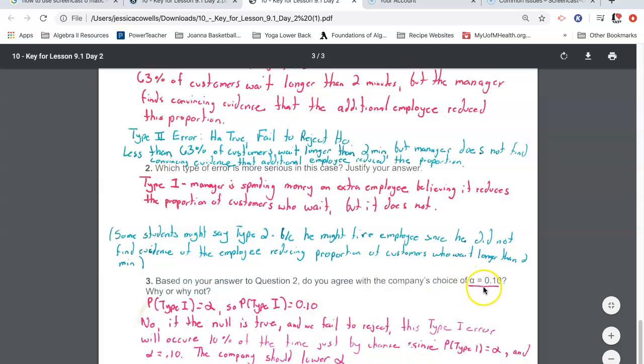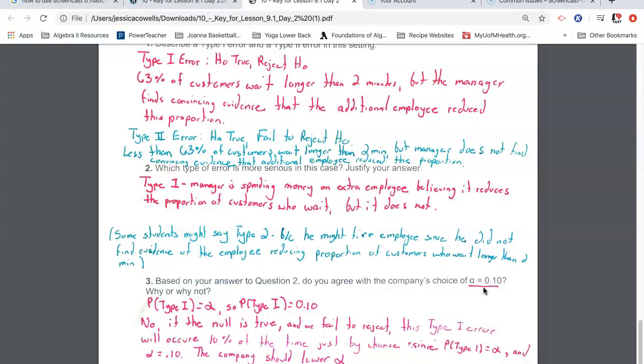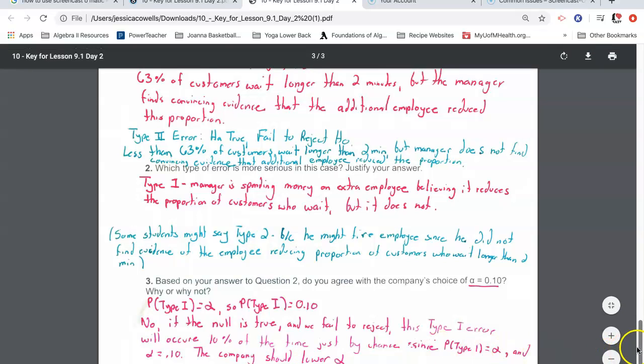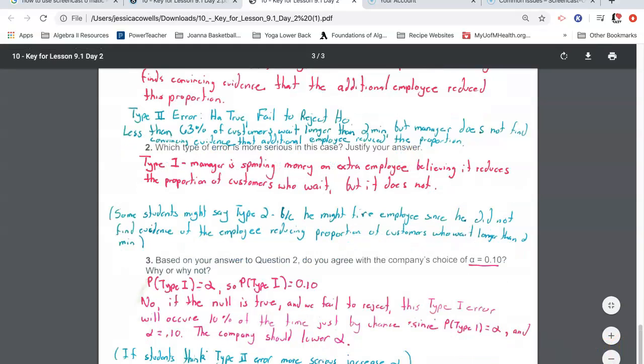So would I want to keep the significance level at 10% in case of a type 1 error? No, I would rather not. I'd actually like to lower the percentage of making that type 1 error. So if the null is true and we reject it, this is a type 1 error, which will occur 10% of the time just by chance. So the company should lower the significance level. If they lower it to 5%, type 1 error would only occur 5% of the time. If you said type 2 error is more serious, then you would want to increase your significance level.